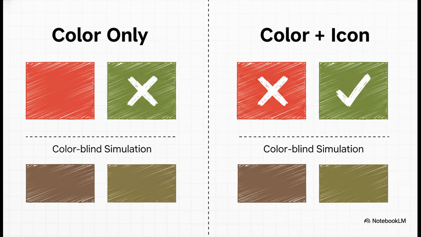Here it is. Use icons in addition to color. Think about it. A red X for an error message is way more effective than just a red box, because the shape of the X has meaning all on its own, regardless of how you perceive its color. It's a tiny change that makes a massive impact.